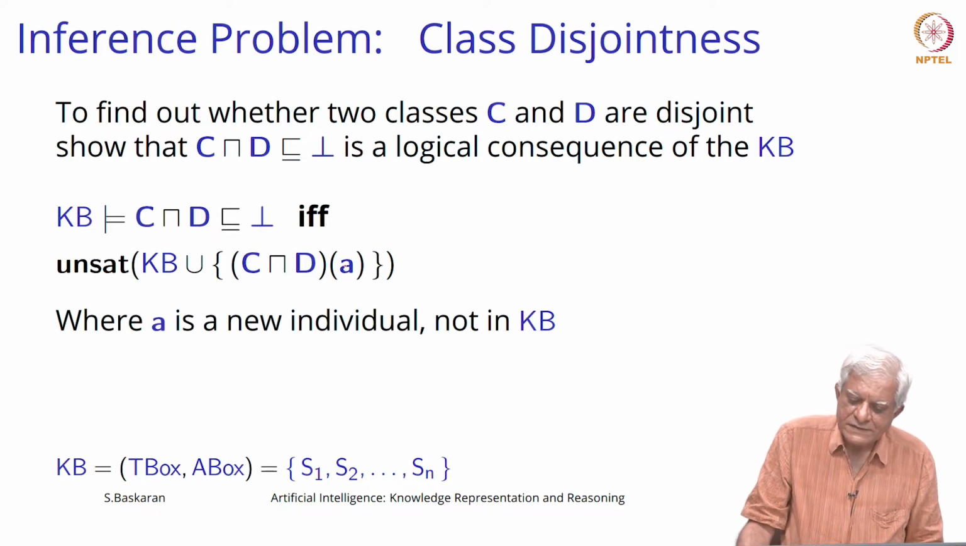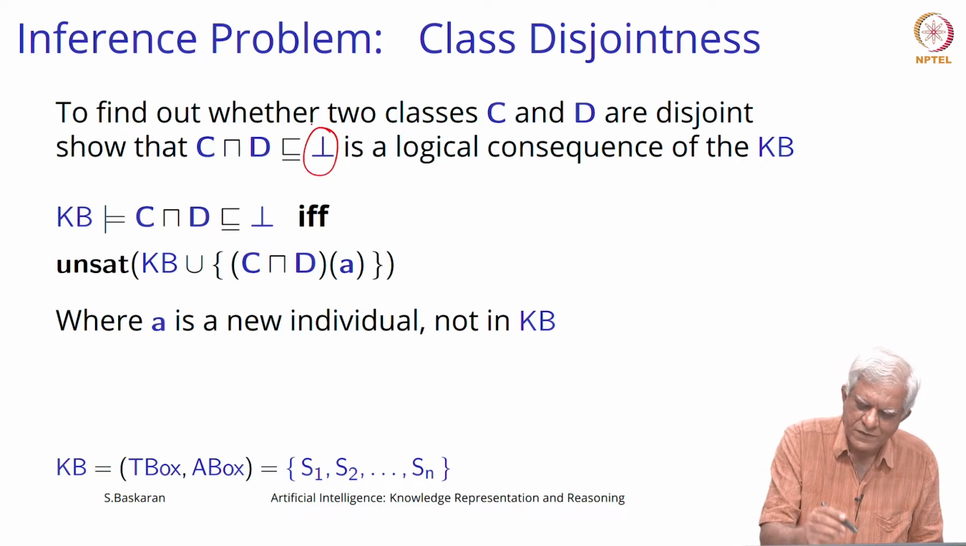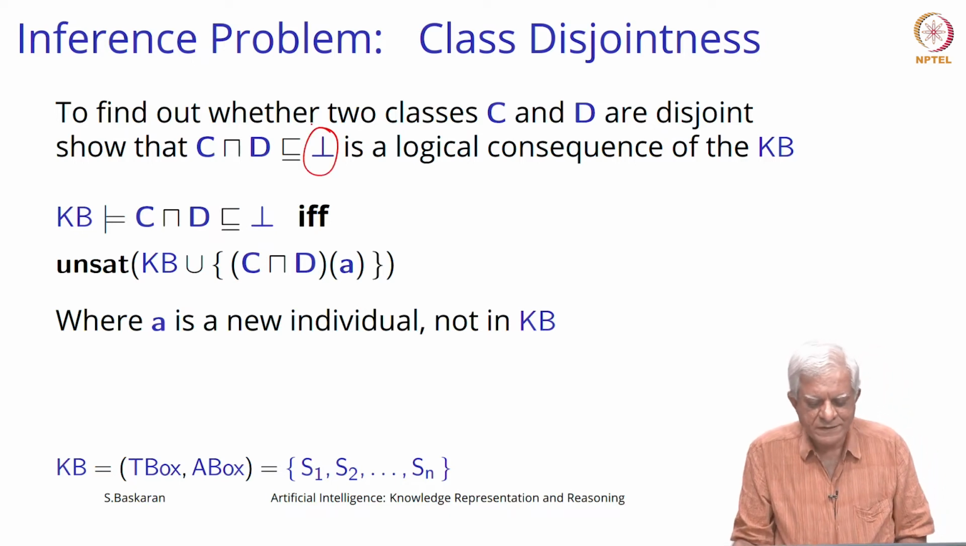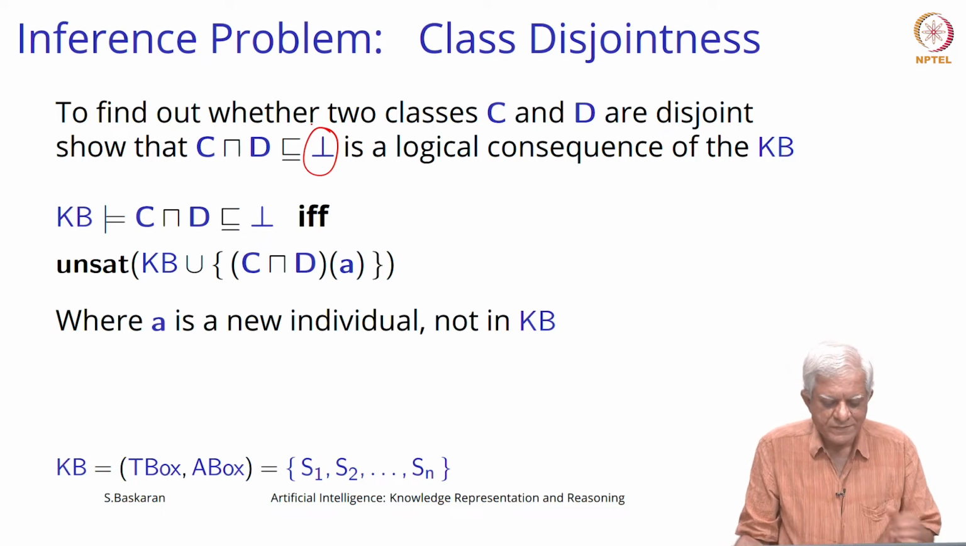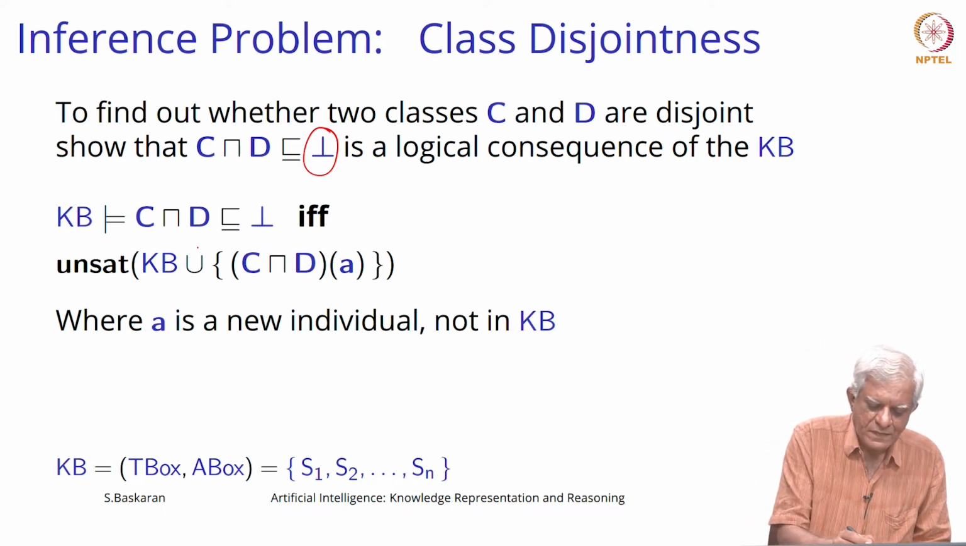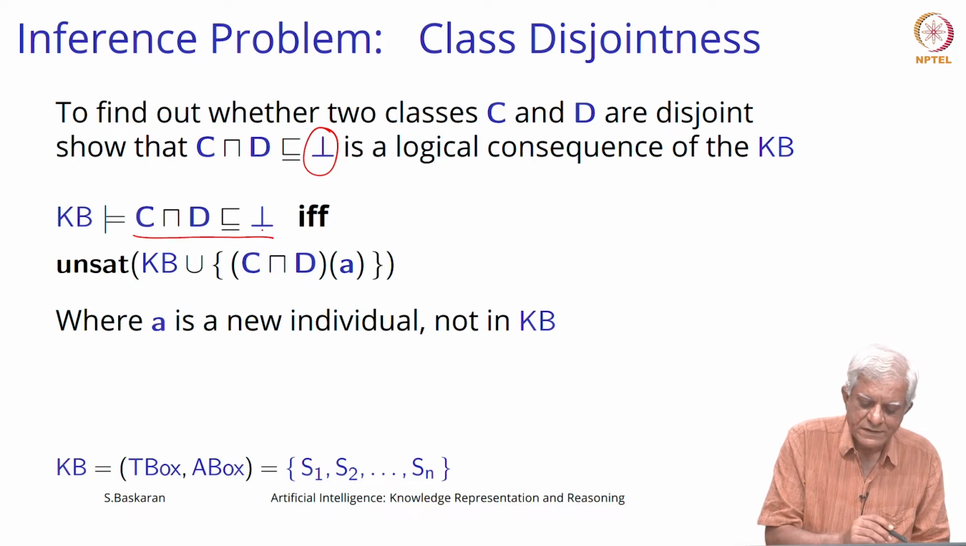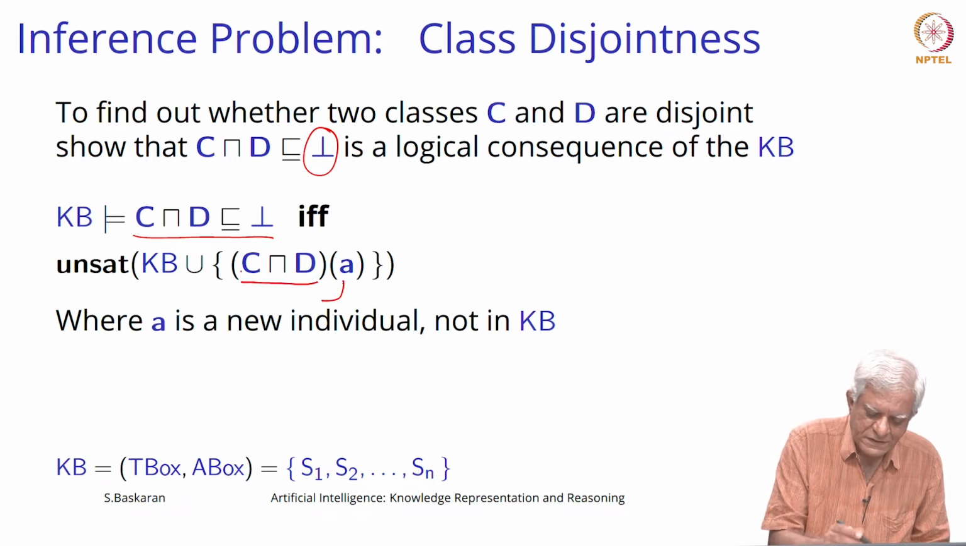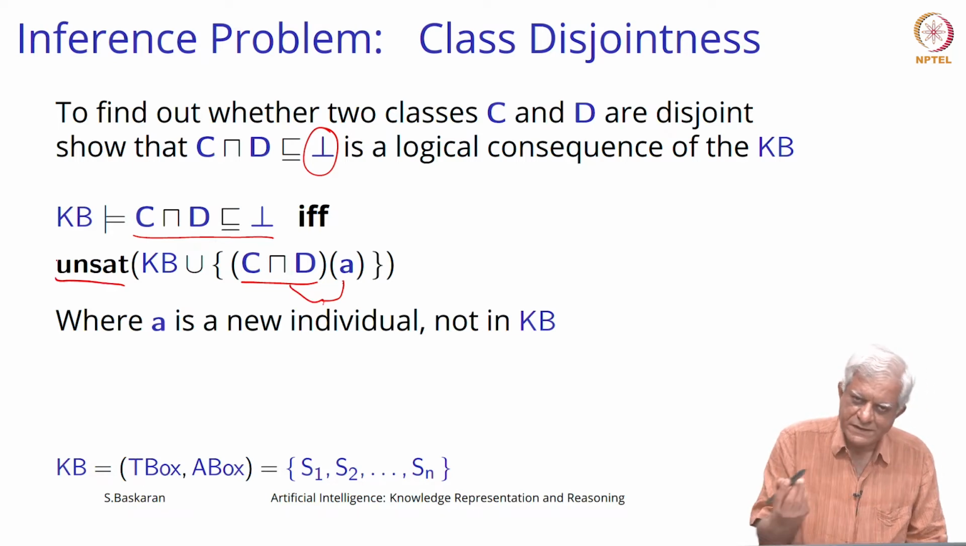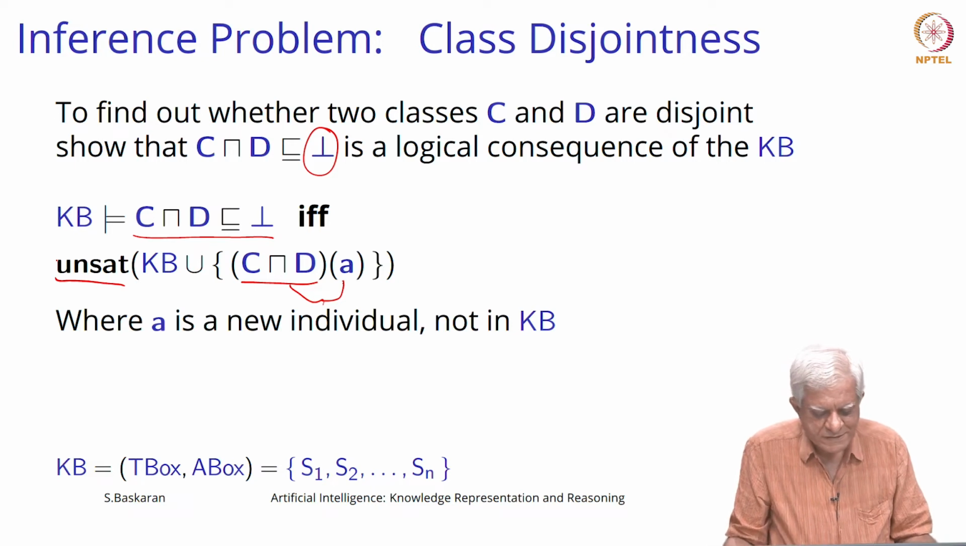To find out whether two classes C and D are disjoint, show that their intersection is empty. So, remember that this stands for the bottom concept, which is also the empty set, is a logical consequence of this. So, the knowledge base entails that C intersection D is empty if you assume that there is some element A which belongs to this class C intersection D, and then that becomes unsatisfiable, that there is no such element essentially.